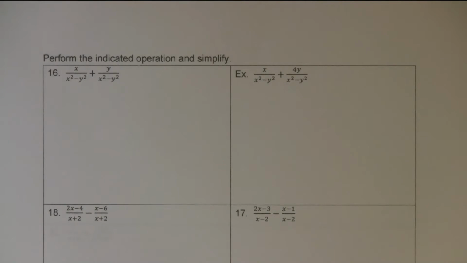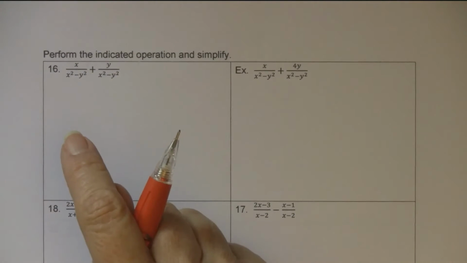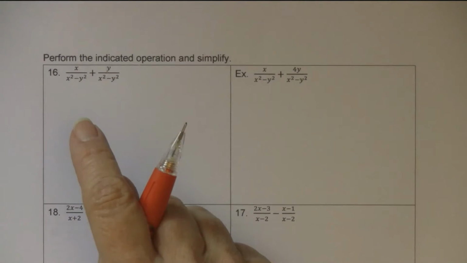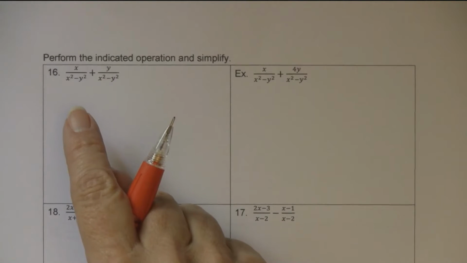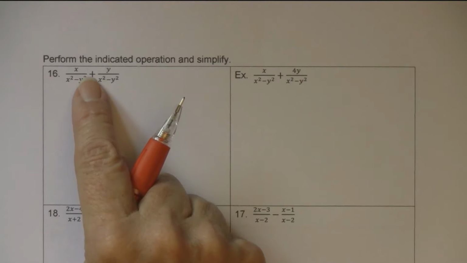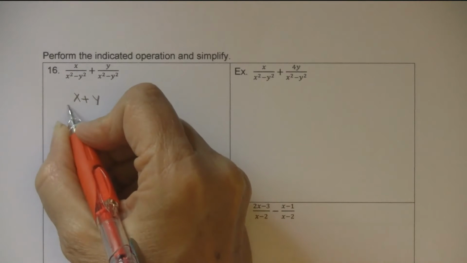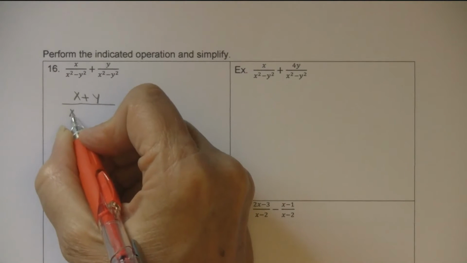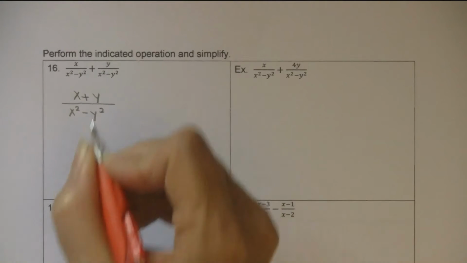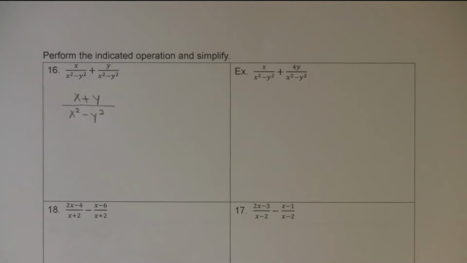x squared minus y squared is the denominator, and you notice the denominators are the same. So I don't have to do step 1, which is to get the denominators the same, because they are the same. I can go on to step 2, where I add or subtract, in this case add, the numerators, so x plus y, divided by the common denominator, x squared minus y squared. I didn't have to do step 1, other than notice that the denominators were the same. Step 2 was to add them together, and I've done that. Step 3 is to simplify.